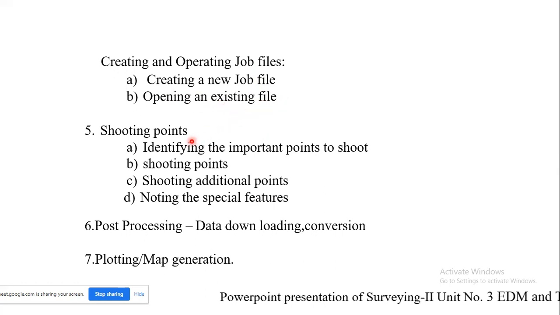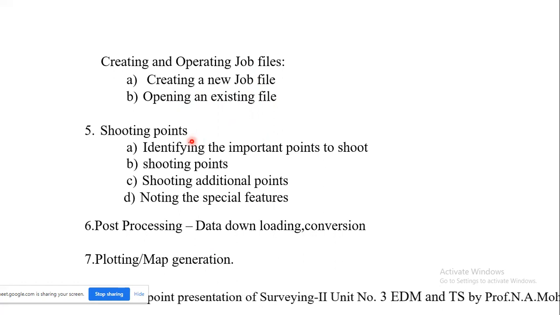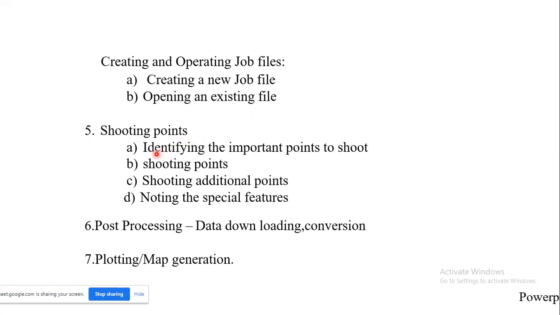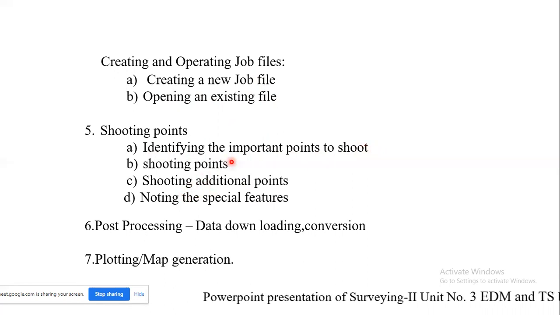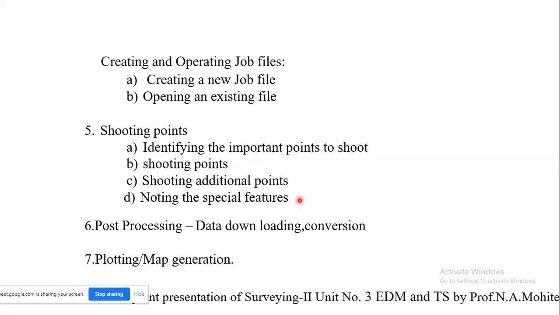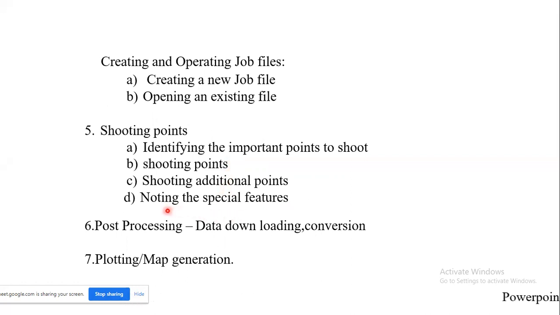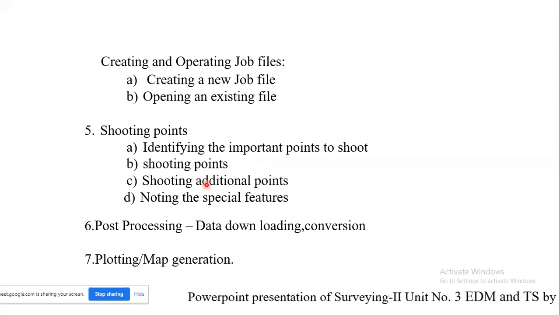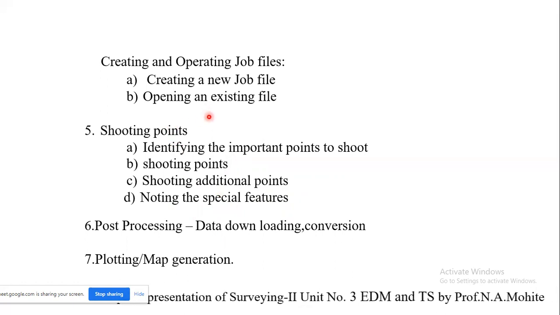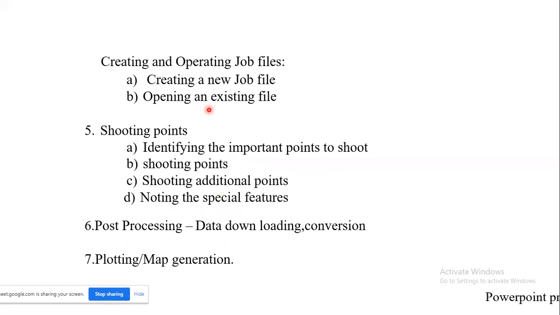Then correspondingly shooting points. That is nothing but bisecting the points and taking the readings. So identify the important points to shoot, that is taking the reading. Then we are going to take the points, then additional points if they are required, and noting the special features, just like detailing it. We do that when you create or make use of the existing file. Then post processing data.